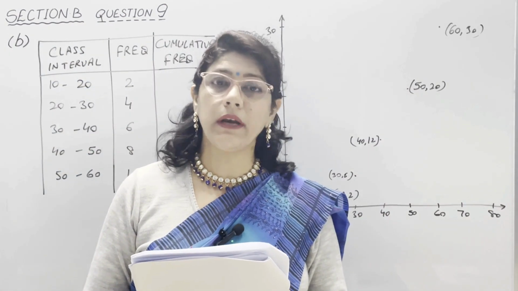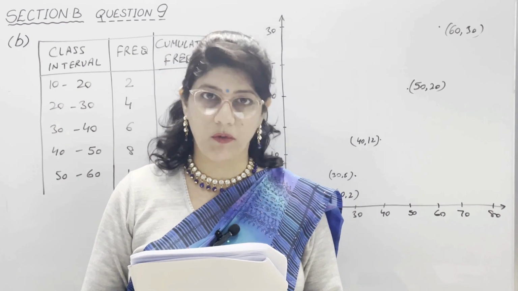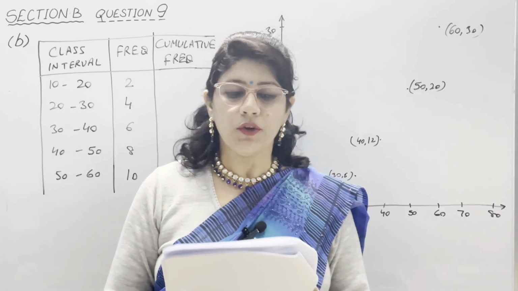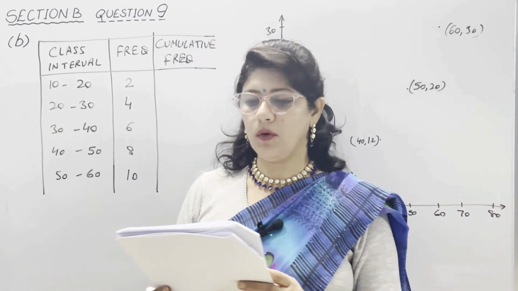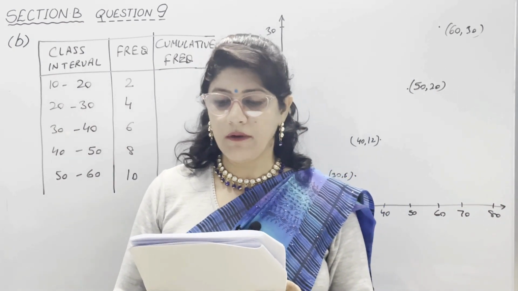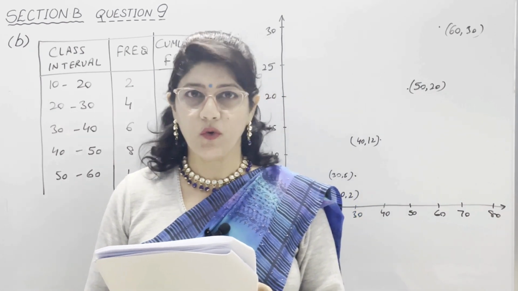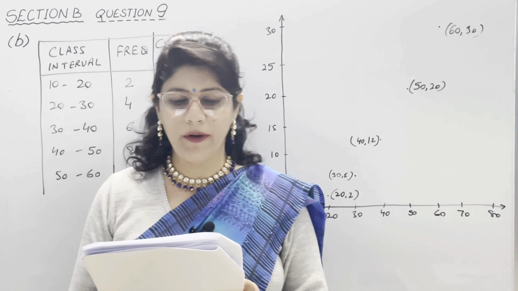Now coming to question number 9 part B, which is the maximum marker question of the paper, which is finding the median or draw the ogive. Using the frequency distribution table given below, draw less than ogive, then from the ogive find median and interquartile range. It means Q1, Q2 and Q3, we need to calculate all the three.